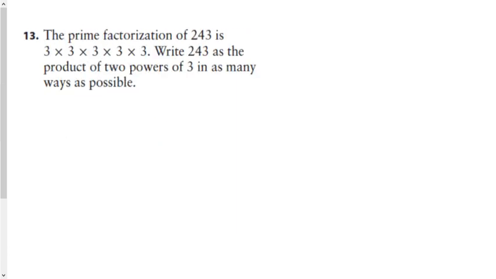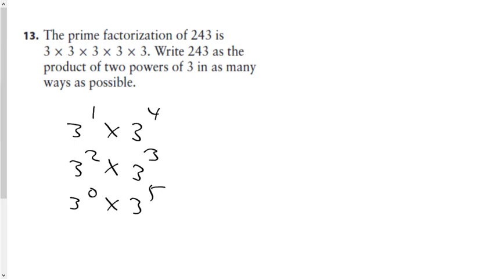Skip 12. Go on to 13. The prime factorization of 243 is 3 times 3 times 3 times 3 times 3. Write 243 as the product of 2 powers as many ways as possible. So 3 to the 1 multiplied by 3 to the 4 would be one of them. 3 squared multiplied by 3 cubed would be another. 3 to the 0 multiplied by 3 to the 5 would be another one.